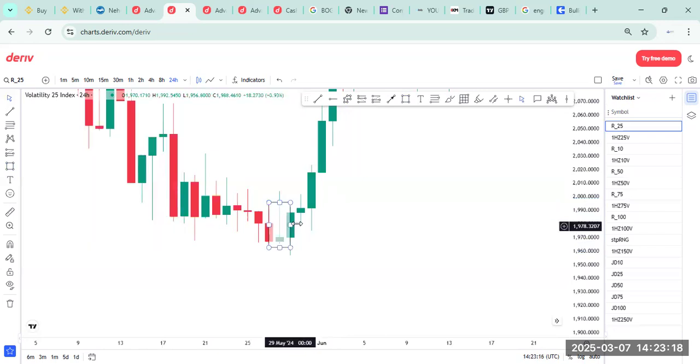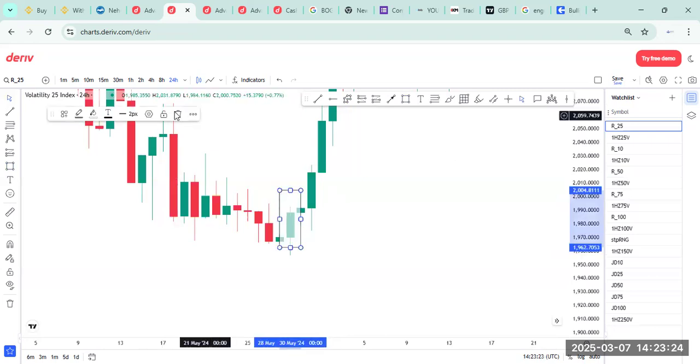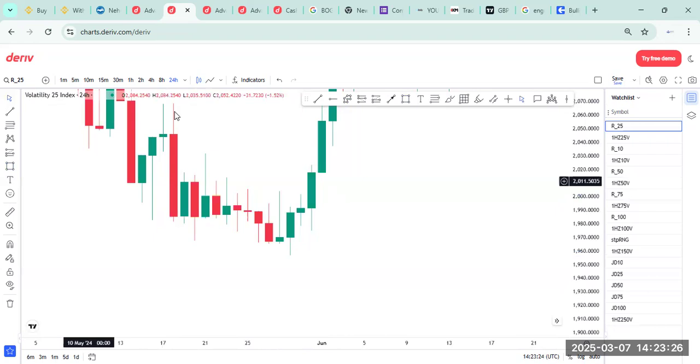These two green candles, the one with the tail pointing up and the one next to it. Those are the candles we are looking at. Let me show you. We are looking at this candle and this candle. You can see that this is the body of the candle, this one.